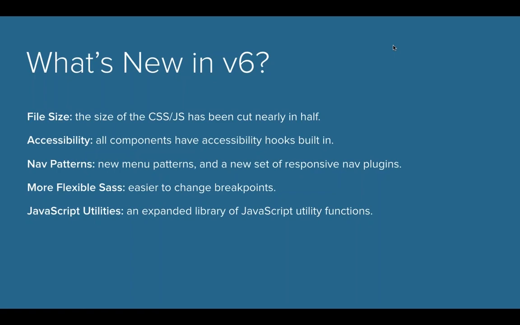Accessibility hooks are built in to all the components, and so some of the CSS components will have actual markup in them that have accessibility built in, and then the JavaScript will have JavaScript that controls that accessibility, like keyboard navigation, things like that. We have a bunch of new nav patterns. In fact, one menu component can make 5-6 different types of navigations, which in Foundation 5 was constrained to 1 or 2 different kinds. So you have a lot more flexibility there.